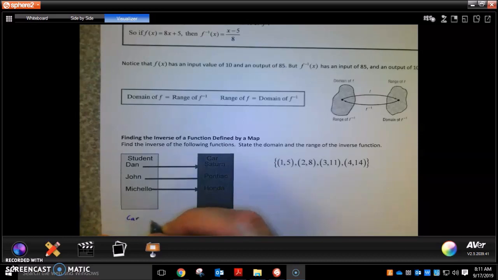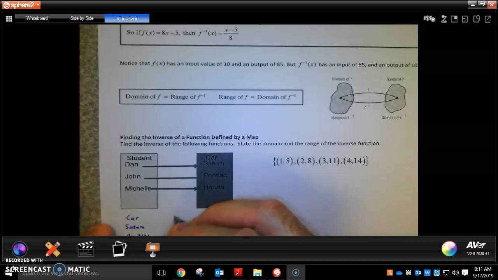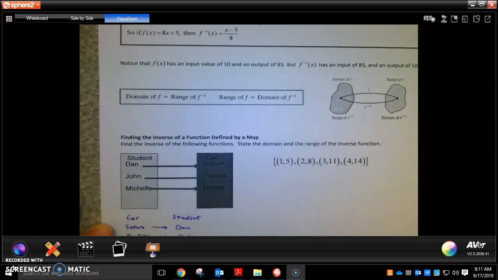So you tell me the car, whether it's a Saturn, a Pontiac, or a Honda, and then I'll tell you the student who owns that car. So that's what this function would do. So the Saturn, that's Dan's, Pontiac, John, and the Honda, that's Michelle. So that's it. You take the domain and you turn it into the range, and you take the range, you turn it into the domain.